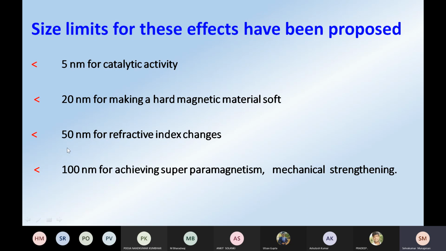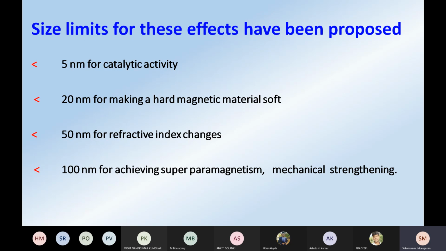And having less than 50 nanometer is better for refractive index, or for retaining the optical transparency of the materials. And likewise, we have different magnetic properties as well when it comes to the particle size. So it depends on the materials also. It's not that if you reduce the particle size to less than 100 nanometer, you'll always get superparamagnetism. It's not like that.